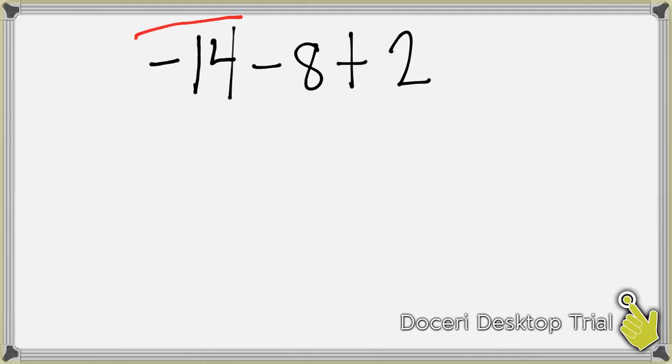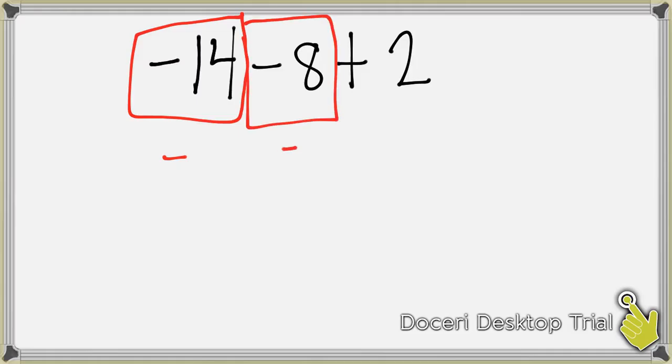So the 14 is a negative 14 because there's a negative sign in front of it. The 8 is also negative. There is a negative sign in front of it. Right there, there's that negative sign right in front of it. So it's negative. So we'll work with these two numbers first.